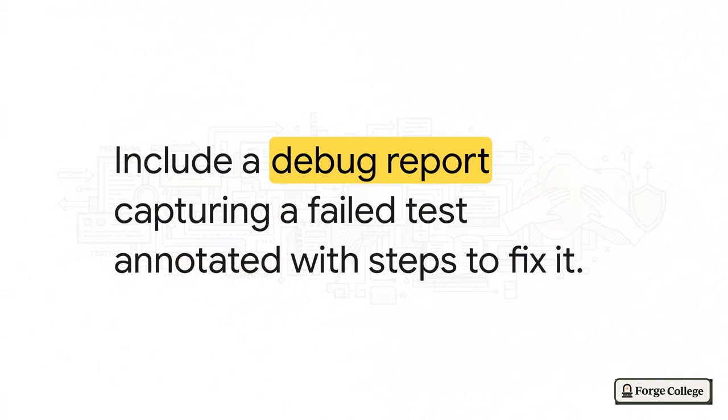And here is a massive pro tip that will literally make you a hero to the Capstone team. Leave them a debug report. Something simple, like a debug/replayfailure.txt file. It's just a plain text log capturing a failed test, but you annotate it with the exact steps you took to fix it.